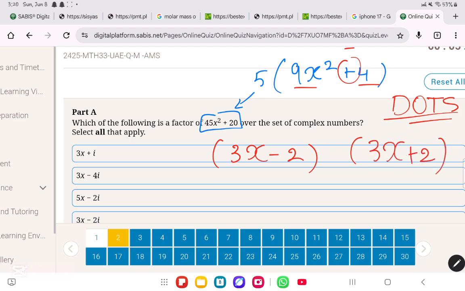Now here's the important part. Because we have plus instead of minus, what we're going to do is, next to the constant number, what's the constant number in this case? It's minus 2 and plus 2. You are going to put an i next to it.